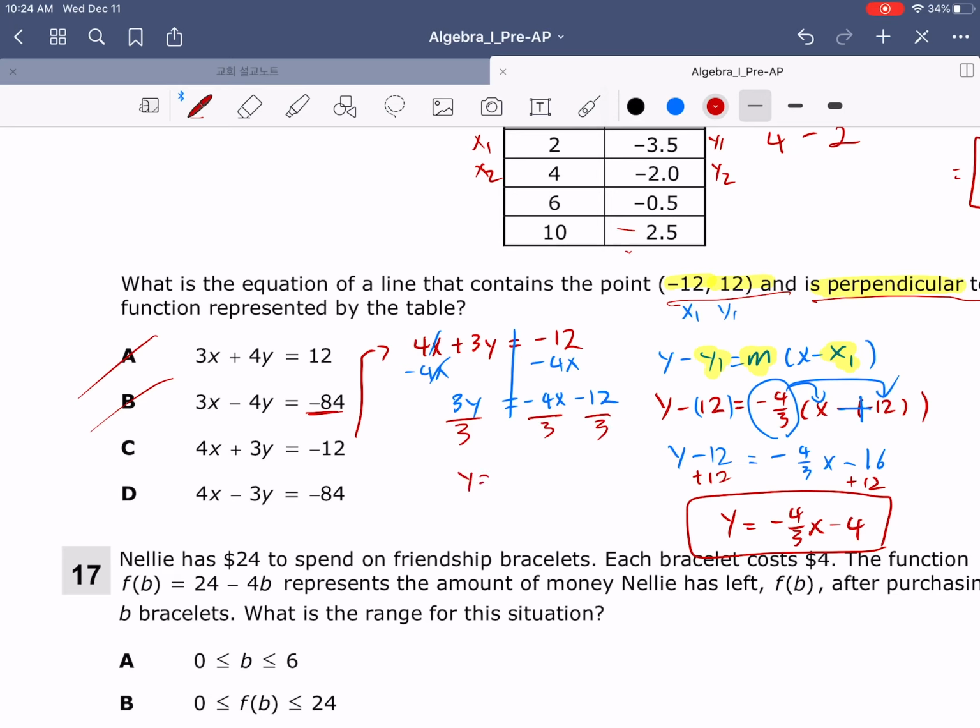So y is equal to negative 4 over 3x minus 4. Bingo, right? See? Oh, now finally I feel a bit smart.